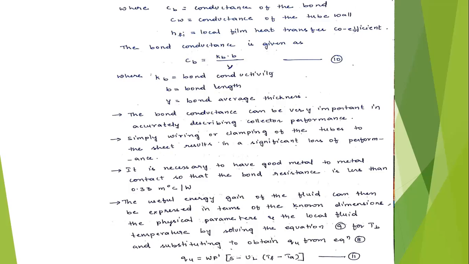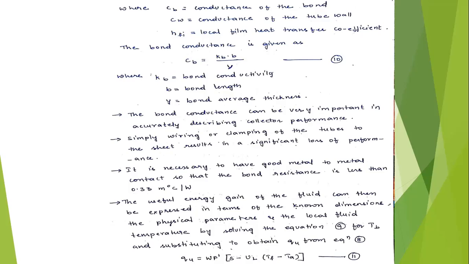This bond material should have good metal to metal contact so that the bond resistance of this bond material is less than 0.33 milli degrees Celsius per watt.